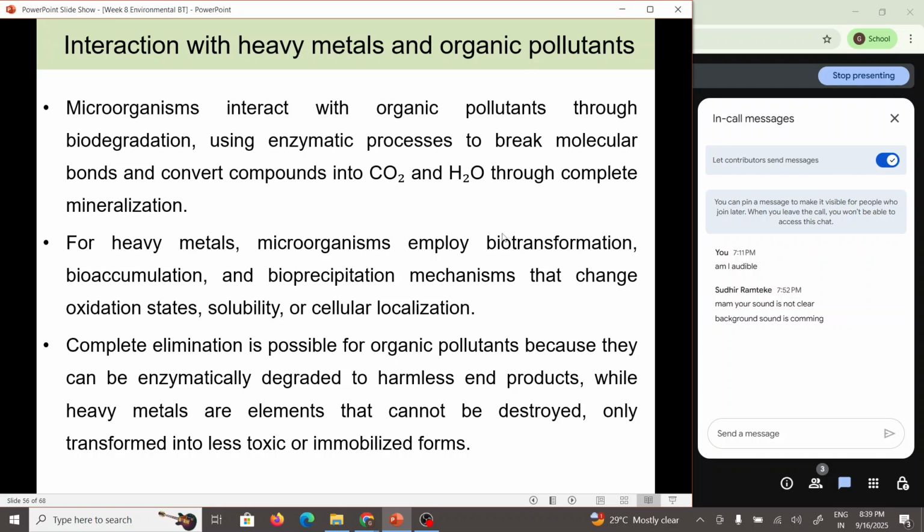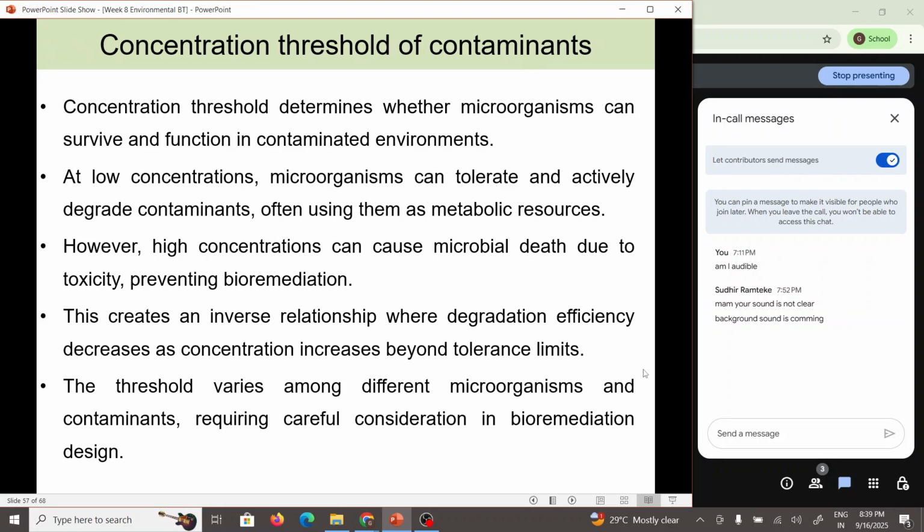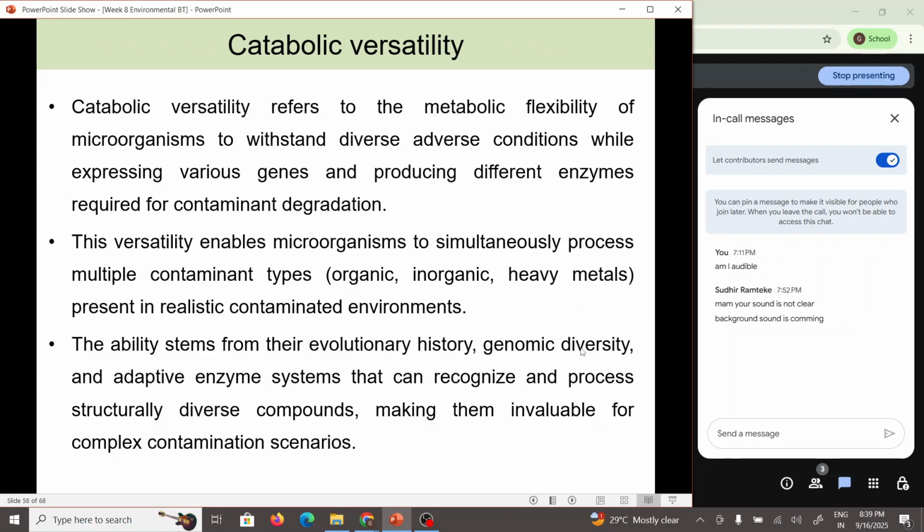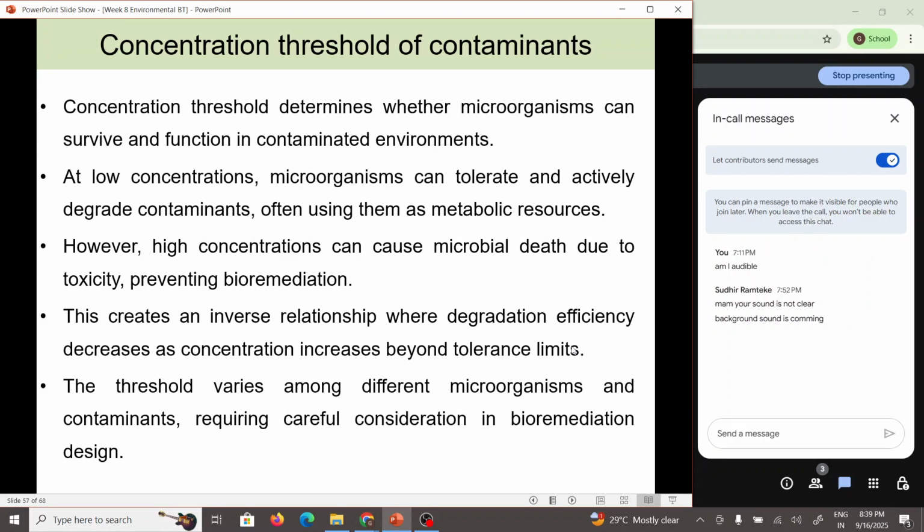In this entire statement, this tolerance limit word is very, very important. And this threshold is not common. It depends on the toxic nature of the contaminant that is present, and also the metabolic potential of the microorganisms that is present. So the threshold varies among different microorganisms and contaminants, requiring careful consideration in bioremediation design. Let's say I have one antibiotic and I have two microorganisms A and B.